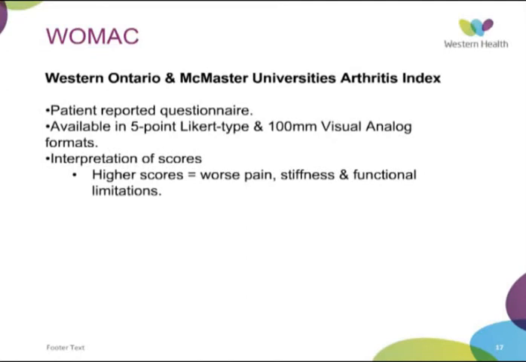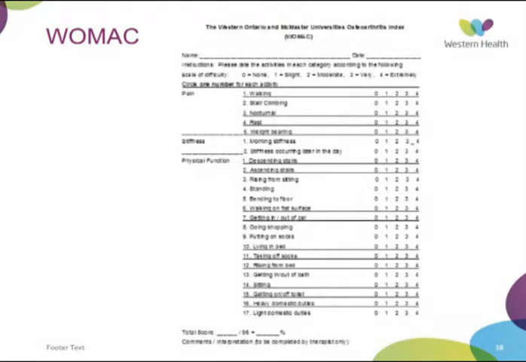And this is a patient-reported questionnaire, and it's available in the Likert type or a visual analog format. And in terms of the interpretation of scores, the higher the score, the worse the pain, stiffness, and limitations with joint function. And here's an example of the WOMAC score. So again, this is a Likert format where 0 is none, you've got slight, moderate, and extremely is a 4.